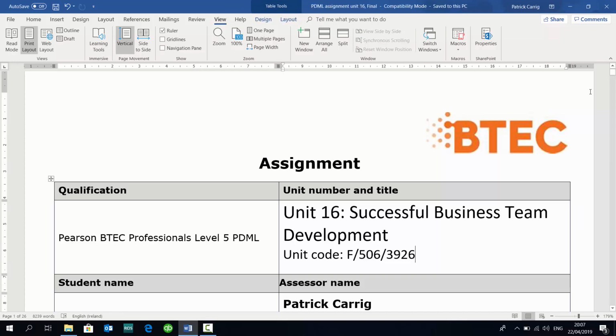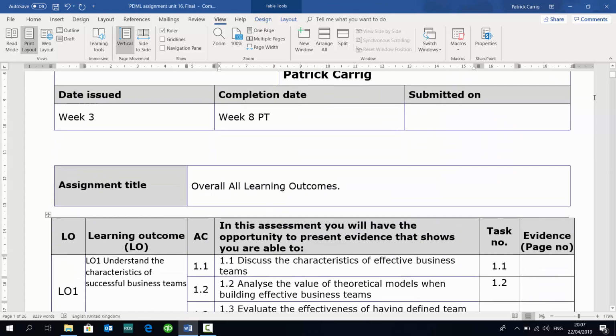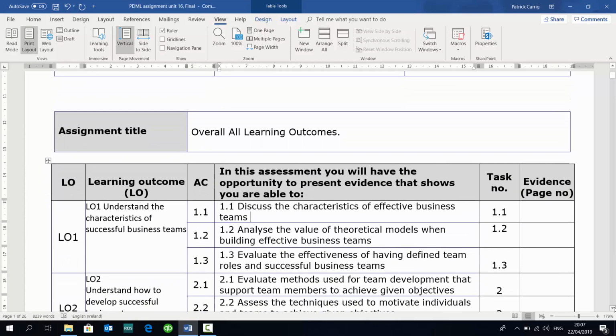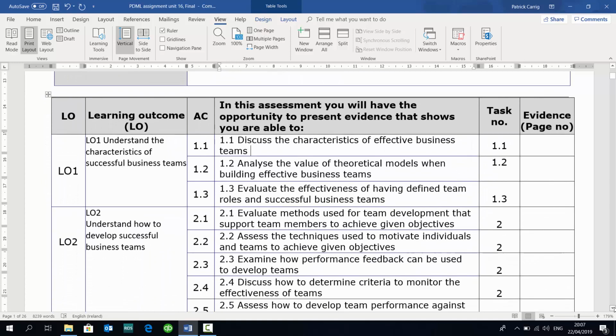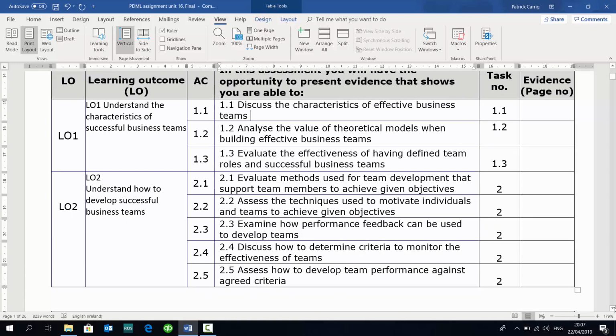Let's look at the learning outcomes that they have. In this section, there are two learning outcomes that you have to deal with. So it's not as heavy as other subjects.